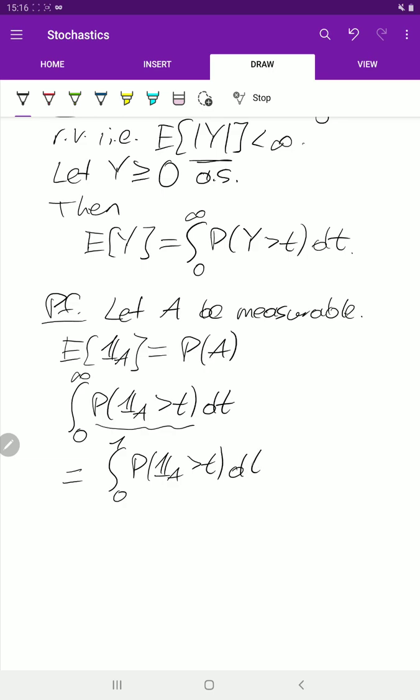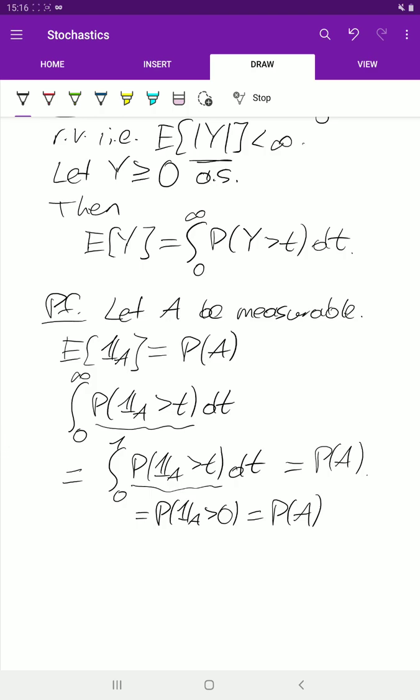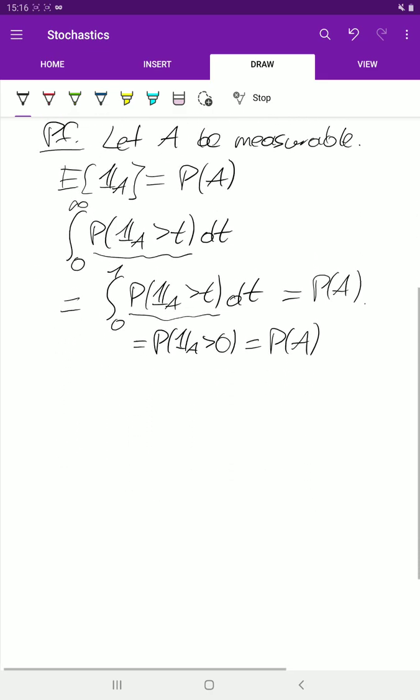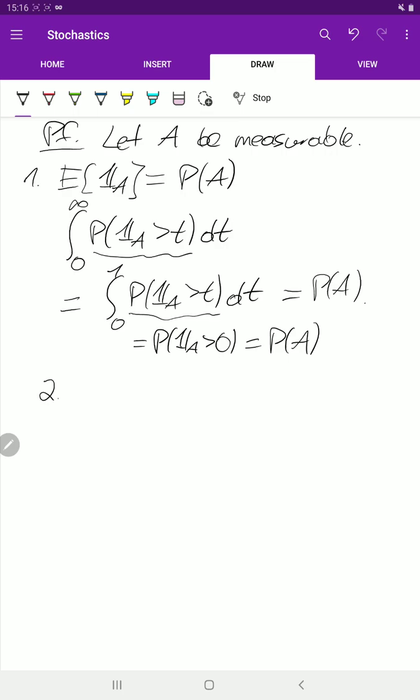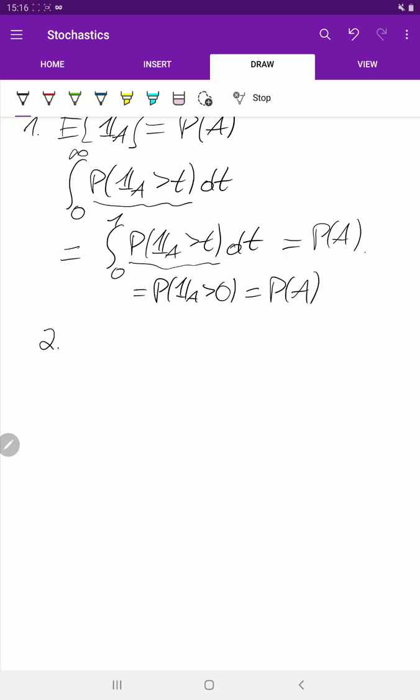And now we see for t in the open interval from 0 to 1, we get that this is just the probability that 1_A is bigger than 0, which is nothing else than P of A, and we integrate over the unit interval, so this whole thing is also the probability of A. So we've shown it for characteristic functions. So maybe let's say a first step. Then there's the second step.